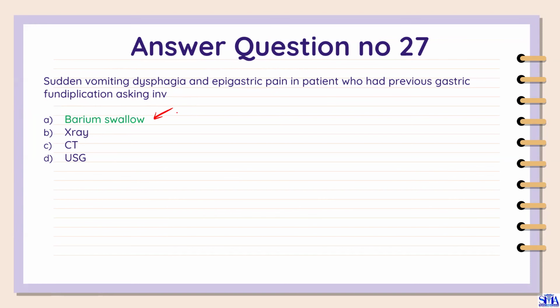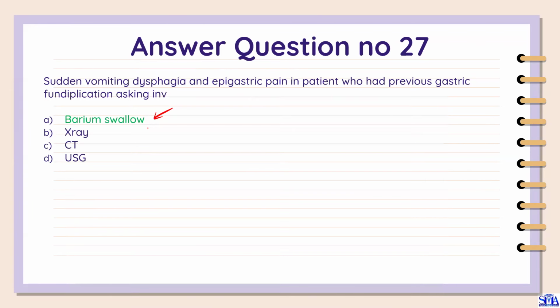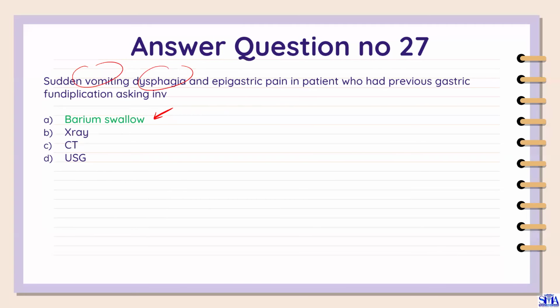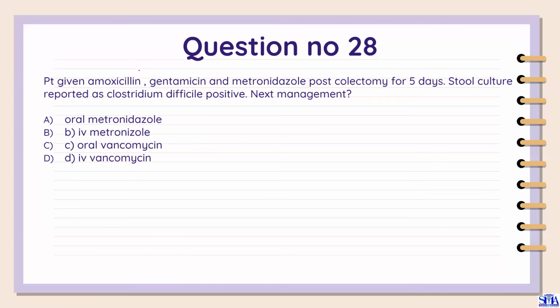We know we are going for barium swallow. So here is the thing: after the procedure, this LABG, the laparoscopic fundoplication procedure, if you have these kinds of symptoms, like severe vomiting, dysphagia, epigastric pain, then we go for a barium swallow, guys. Okay, this one is tough, so we are not going conceptual. Barium swallow, this is the investigation.